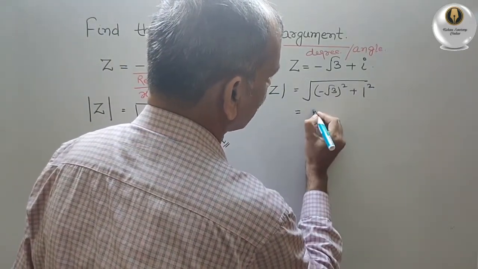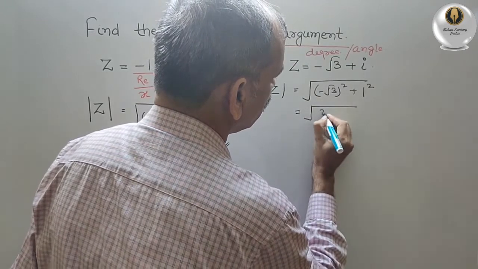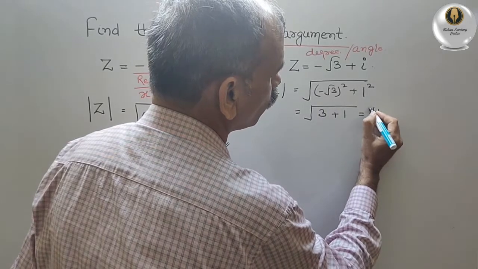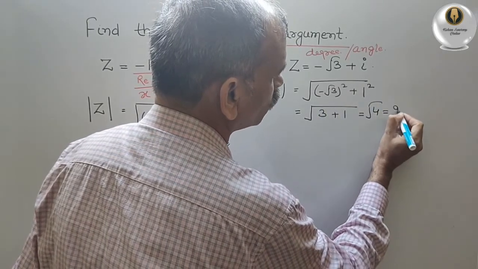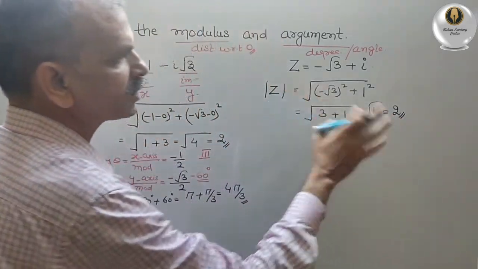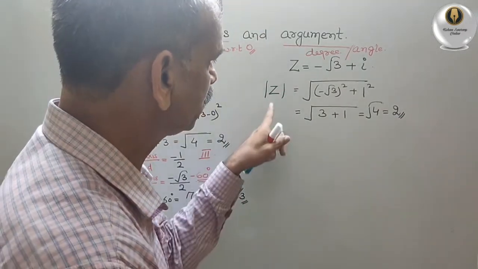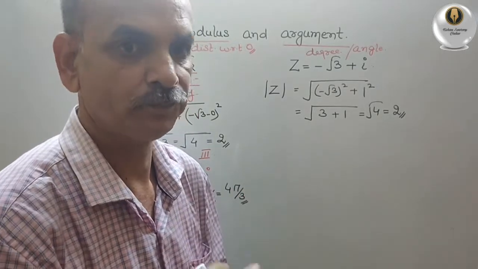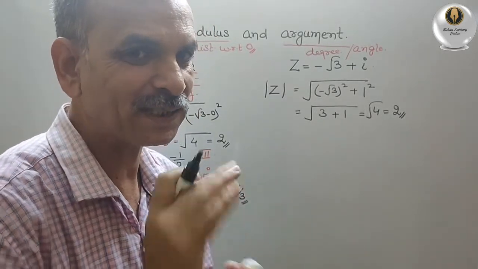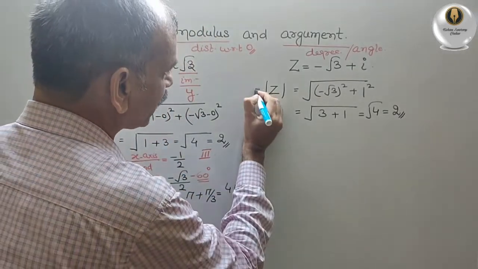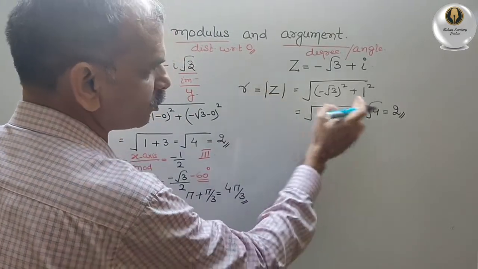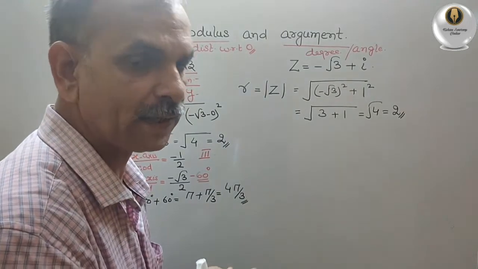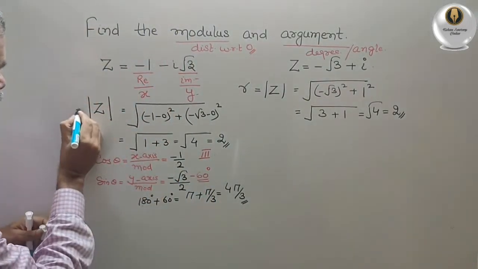This is equal to, we can say, root of 3 plus 1. That is equal to root 4. That is equal to 2. So here the modulus is 2. That means this is equal to, we can say, R, the range. Modulus is nothing but the range. So you can write it like this also: R is equal to this, or modulus of Z is equal to this. You can write it any way.